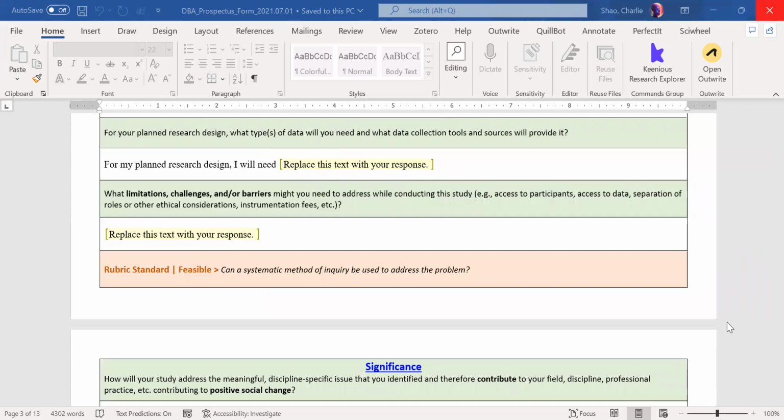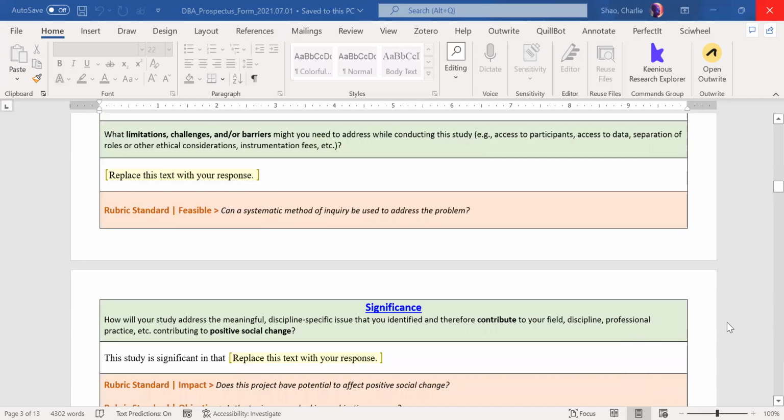For secondary data analysis, include additional information below. Identify the data source including owner and location of the data sources. Briefly describe the data sources used for the study. Briefly describe limitations, challenges, and/or barriers.